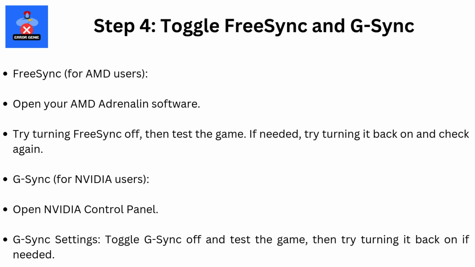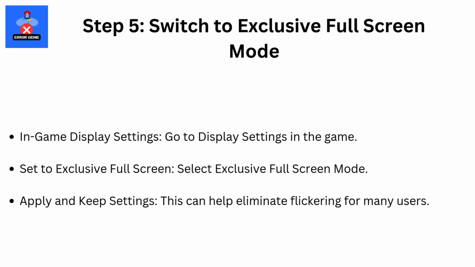Step 4. Toggle FreeSync and G-Sync. FreeSync for AMD users. Open your AMD Adrenalin software. Try turning FreeSync off, then test the game. If needed, try turning it back on and check again. G-Sync for NVIDIA users. Open NVIDIA Control Panel. G-Sync settings. Toggle G-Sync off and test the game, then try turning it back on if needed.